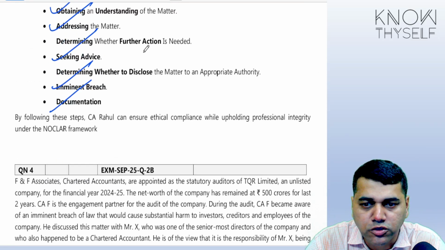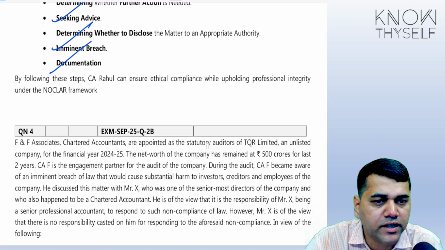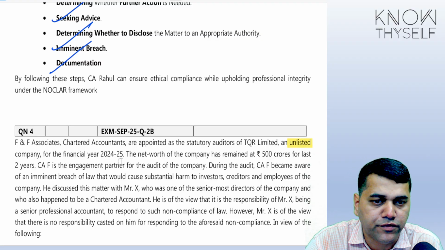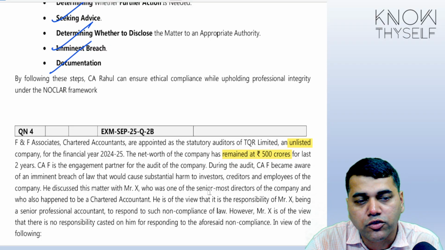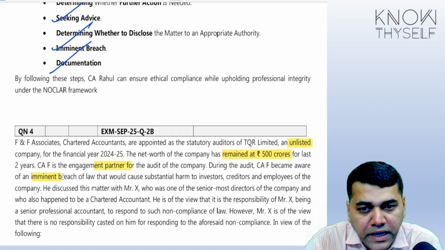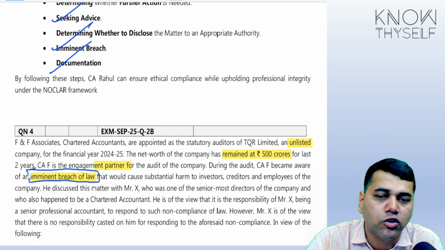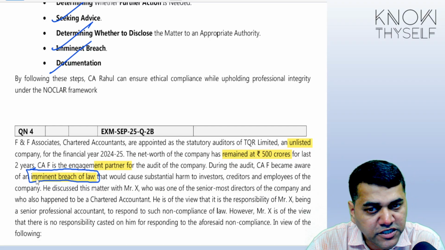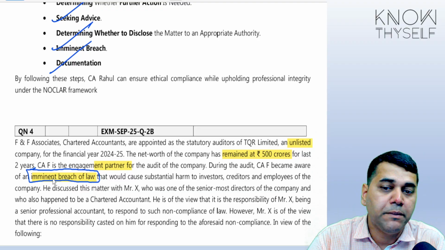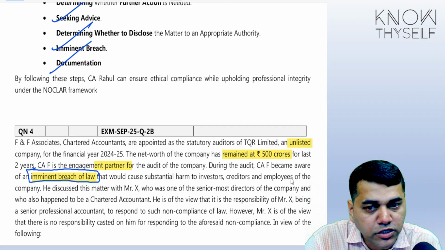Okay, next in your examination question, let's see what they have asked. F&F Associates, chartered accountants, are appointed as the statutory auditors of an unlisted company for the financial year 24-25. Net worth has remained 500 crore for the last 2 years. CA F is the engagement partner. He became aware of imminent breach of law. See, this is the key word. Whether they will tell you NOCLAR, whether they will tell you Code of Ethics, not required. But you see, students, this particular word, never ever in any other chapter have we discussed. Imminent breach means the breach which is yet to happen, which would cause substantial harm to the investors and creditors.